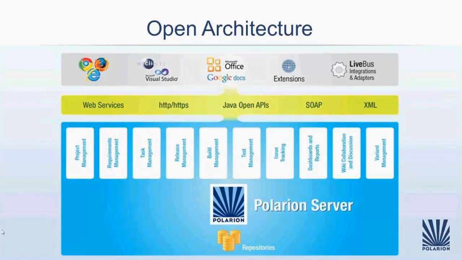Which is also really important at the end is this topic down below, these repositories. All the data in Polarian is stored in a version control system. So if you make any changes on your requirements, on your tasks, on your work packages and so on, everything will be tracked inside of this repository, and you always know who made what change and when.